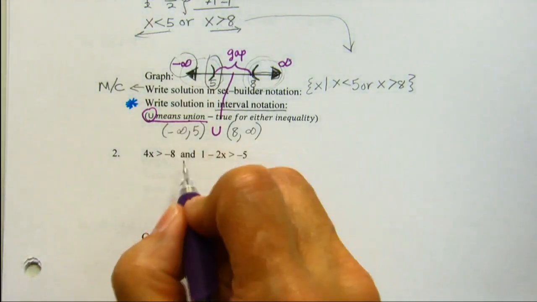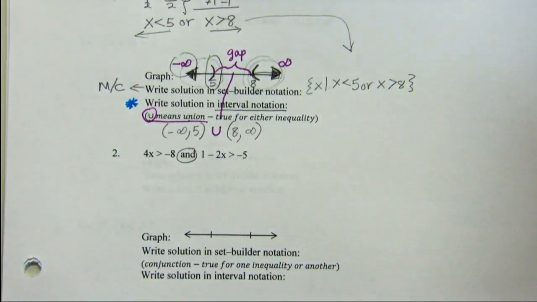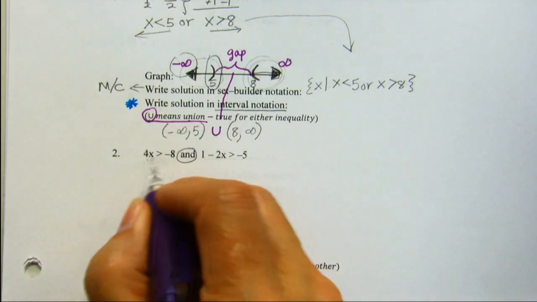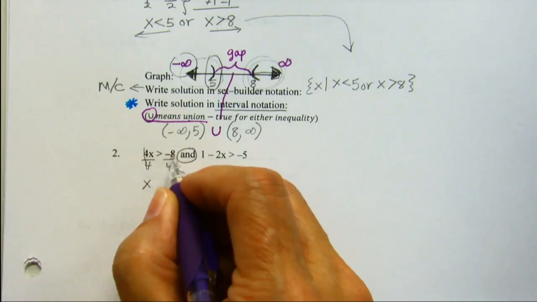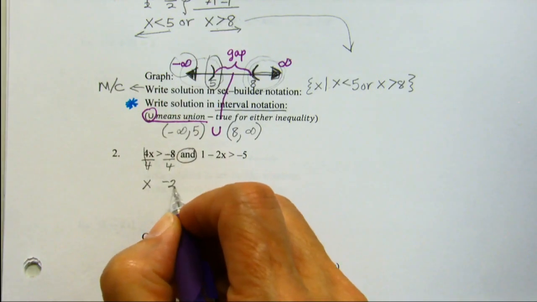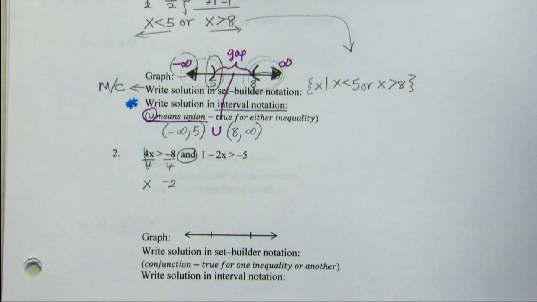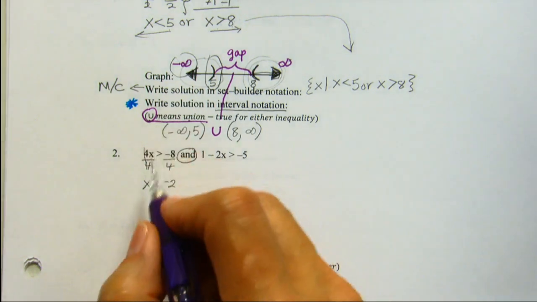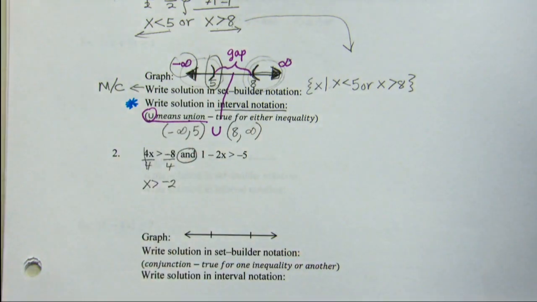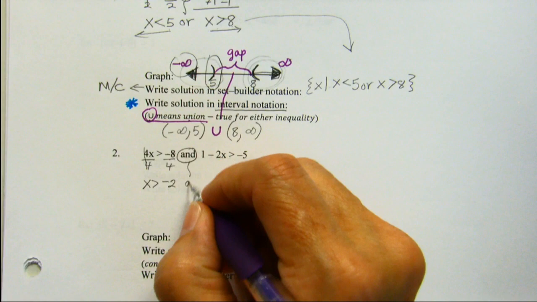Right, number 2, we have a conjunction. It's an and. So I'm going to solve for x, so I'll divide by 4. x, negative 8 divided by 4 is negative 2. Trick question, do I need to flip my inequality? Yes or no? No. I divided by a positive number. Even though I got a negative answer, I divided by a positive, so I do not flip it. Only when you divide by a negative number.